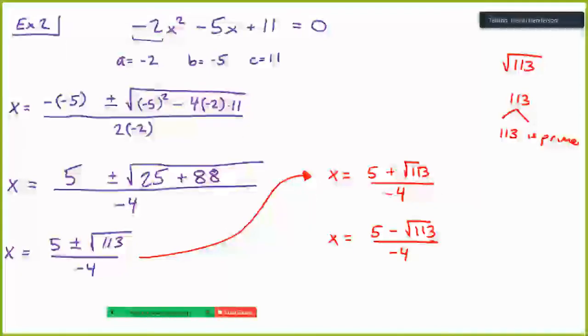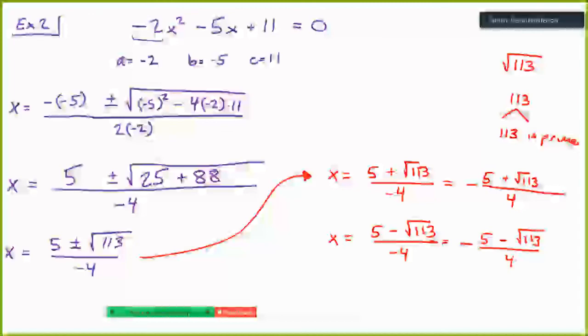And the only other thing is if either the top or the bottom of a fraction is negative, like these are, the negative 4, it's more customary to make the whole thing negative instead of showing just the denominator. So I'm going to write it this way. So it's negative 5 plus root 113 over 4, and then it's negative 5 minus root 113 over 4. And there's our answers.